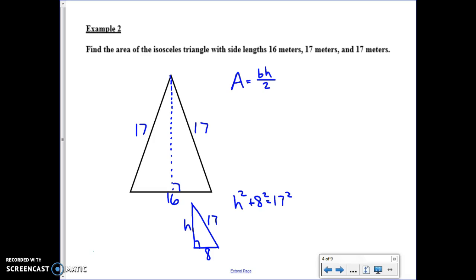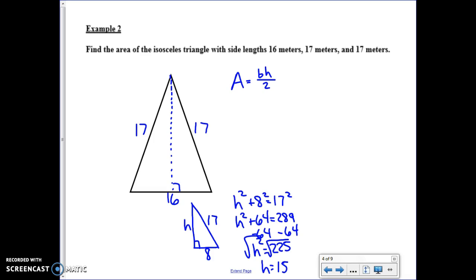And so we have h squared plus 64 equals 289. We square the 17. Now we're going to subtract 64 from both sides. So h squared equals, 289 minus 64 gives us 225. We're going to take the square root on both sides, so h equals 15. So now we know the height of our triangle.